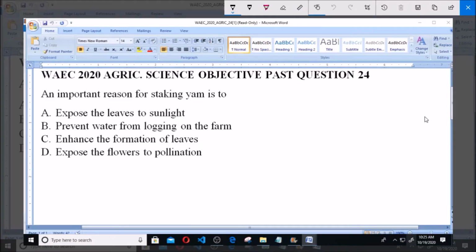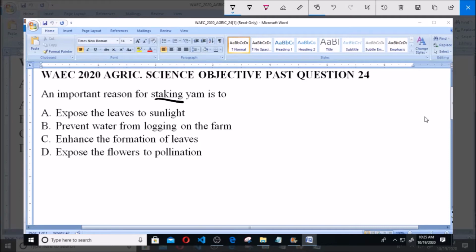Hello and welcome. I will be answering WAEC 2020 AGRIC Science Objective Part Question 24. An important reason for staking yam is to A. Expose the leaves to sunlight, B. Prevent water from logging on the farm, C. Enhance the formation of leaves, D. Expose the flowers to pollination.